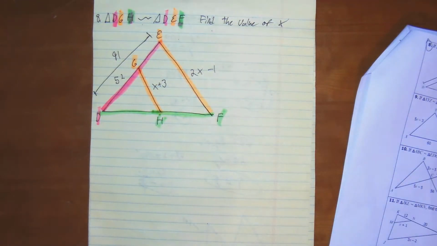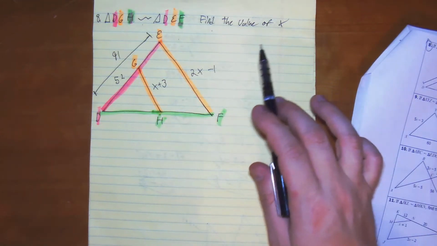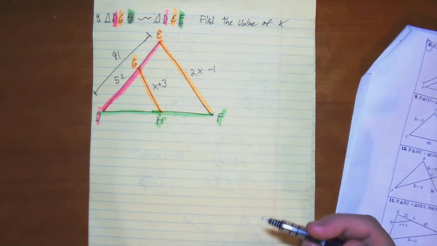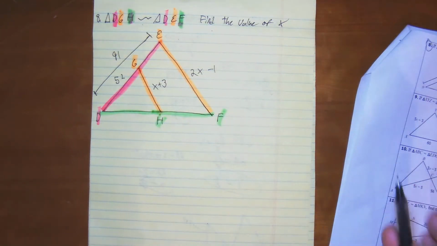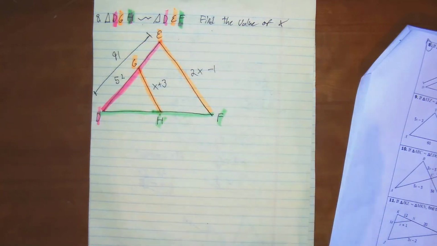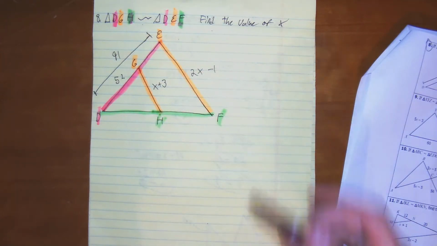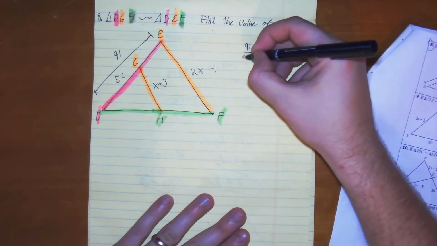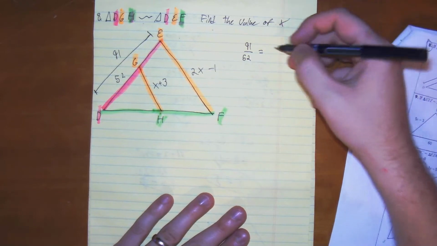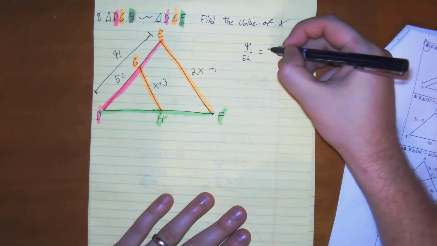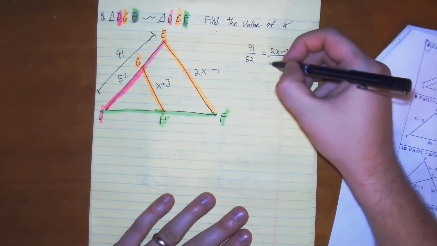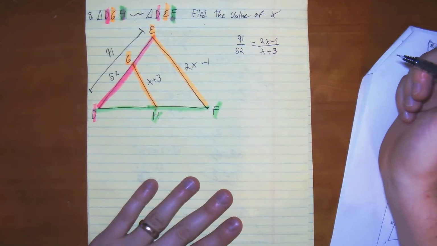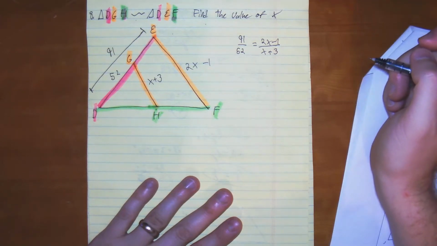Alright? So the whole goal is to find the value of x. So what we're going to do is use what we know from D to E is going to be 91. So let's switch it up a little, maybe do the big to small this time, or do it from right to left. So we have 91 over 52, which would be equal to, larger triangle again, 2x minus 1 all over x plus 3. The way we're going to do that is to cross multiply.